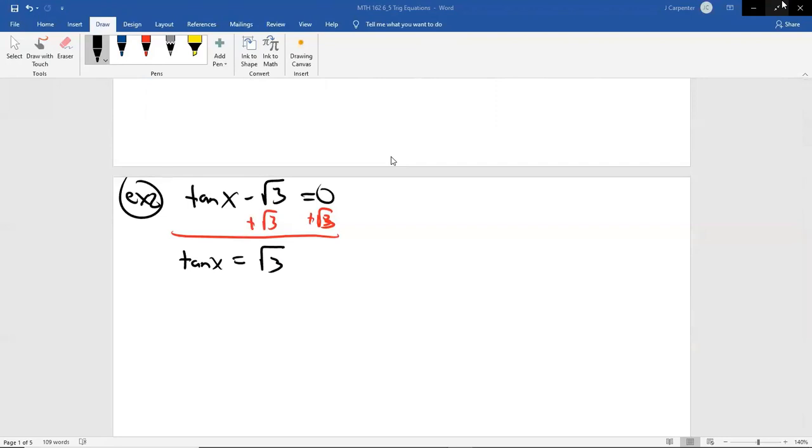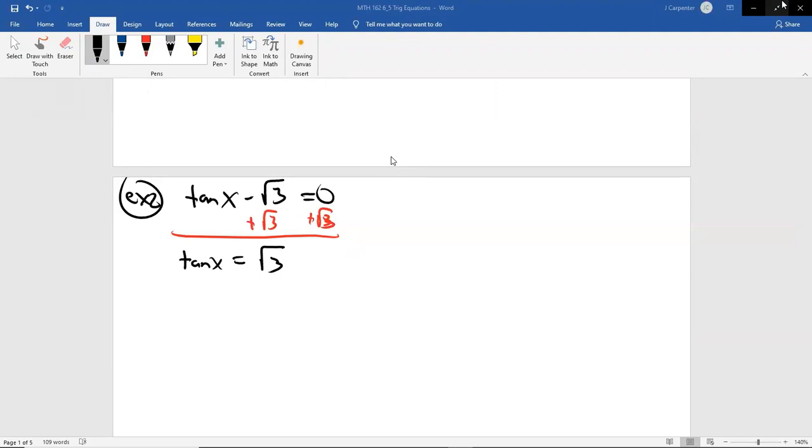So again, what you can do is think about your reference triangles. Oh, square root of 3, if it's not a 0 or a 1, it's probably one of the triangles. If it's a 0 or a 1, it's probably usually a quadrantal. Tangent's the exception because when tangent's 1, that's 1 over 1, which is 45 degrees.